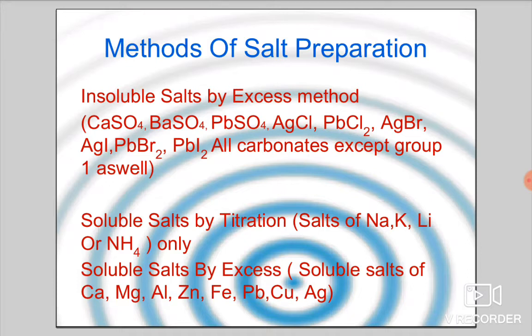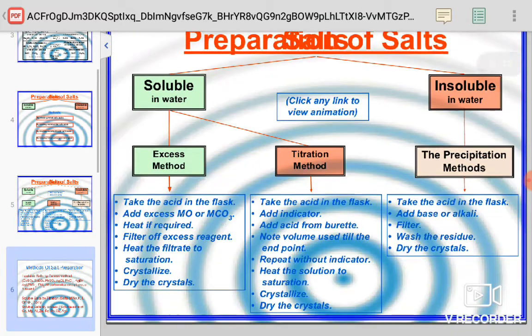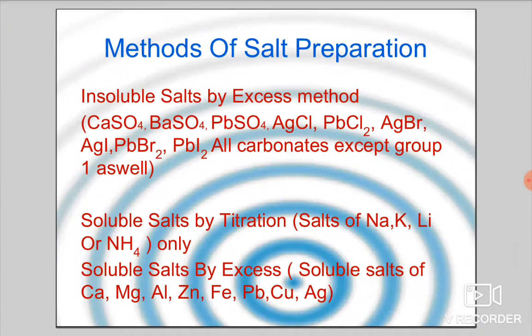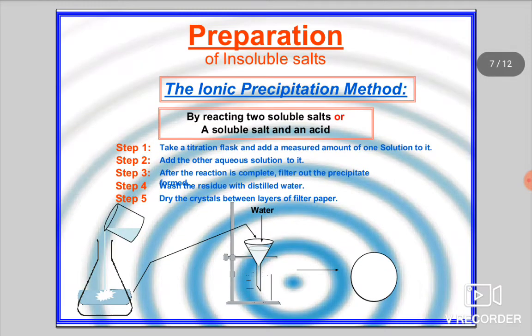Here are some examples. Soluble salts by titration. In order to differentiate between the soluble salts obtained by the titration method and the excess method, we have listed the salts made by the titration method, which are sodium, potassium, lithium and ammonium only. They are the only ones made by this method, and all the rest of the salts are made by the excess method. So let's have a brief look at the precipitation method.